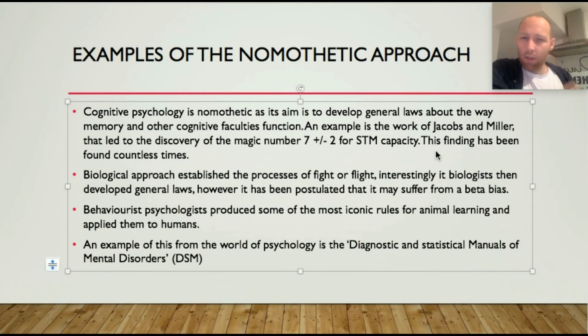Behaviourism generates laws, classical conditioning, operant conditioning and so forth. And how is it applied? Think about psychopathology. The DSM, the Diagnostic and Statistical Manual, is essentially a nomothetic document. It seeks to generalize: if you have these symptoms, chances are you have this disorder.